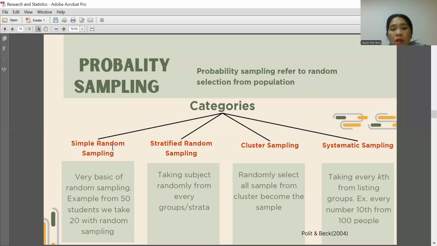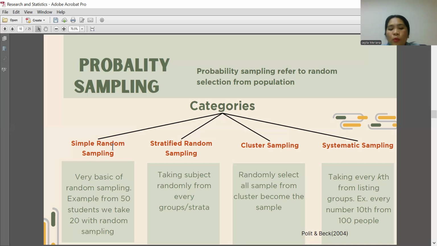For example, from 50 students, we randomly take 20 students. So it's very random. In stratified random sampling, we take subjects randomly from every stratum. For example, we have 50 students and we divide them into 5 groups, and we take randomly from every stratum.